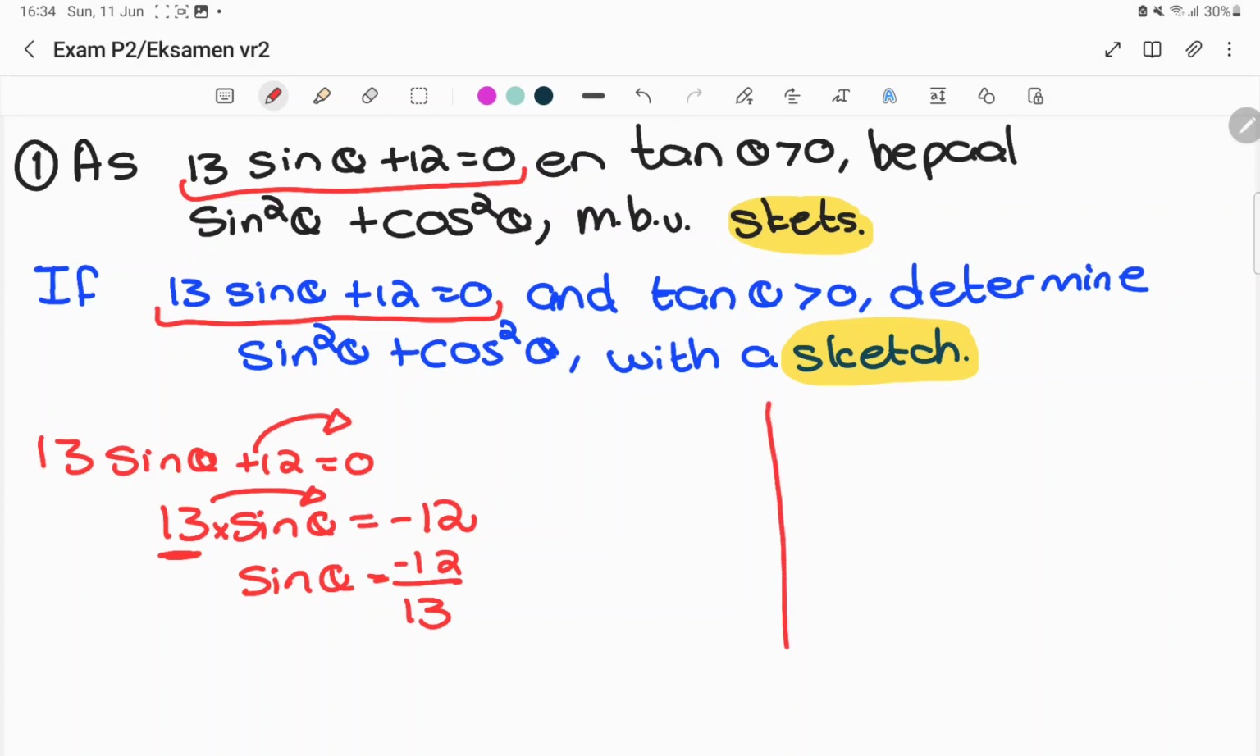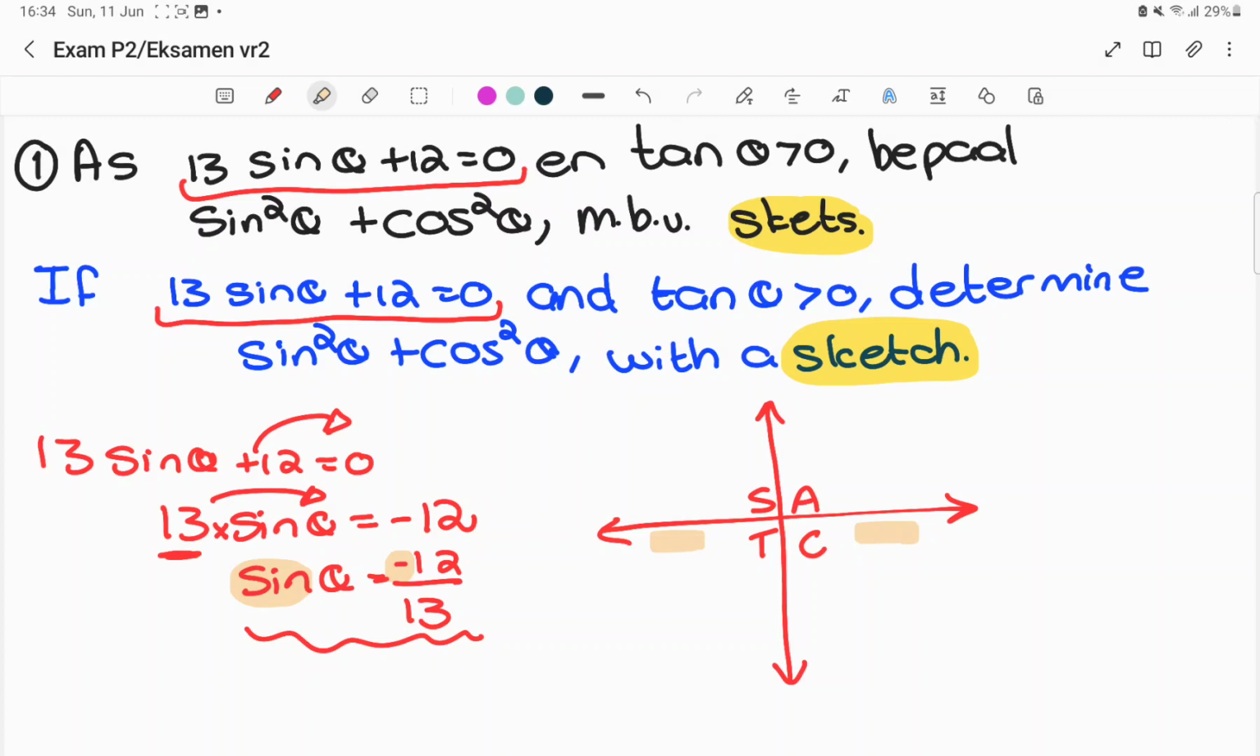Now if I quickly redraw my CAST diagram, this thing I worked out here has to do with my C, my A, and my S and T. Alright, so what identity am I busy with? I'm busy with sine, and my sine value is negative. So in which two quadrants is sine negative? It is negative in my T. Right, so it will be negative in this quadrant, and it will be negative in my fourth quadrant. Right, that's how you determine the first part.